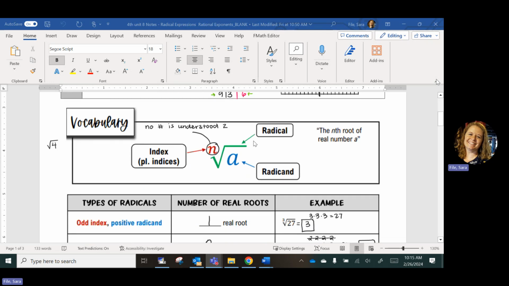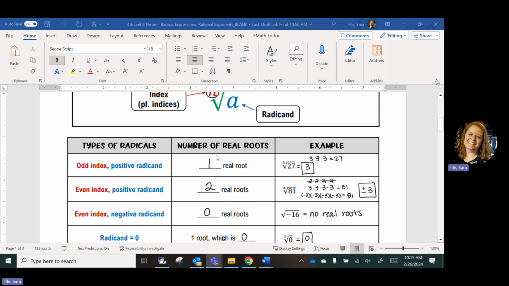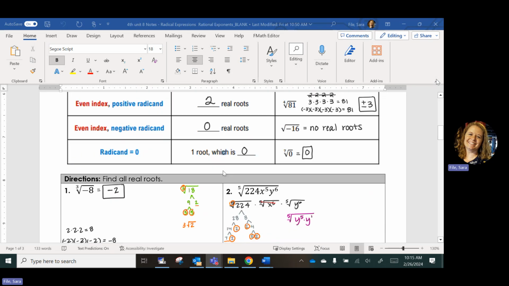We talked about the vocabulary. Remember, this is called the radical. What's underneath is the radicand. And the number here is the index. And if there is no number written there, it's understood to be a 2, which makes it a square root. Okay, we talked about how many possible roots you should get depending on if the index is odd or even and the radicand positive or negative.